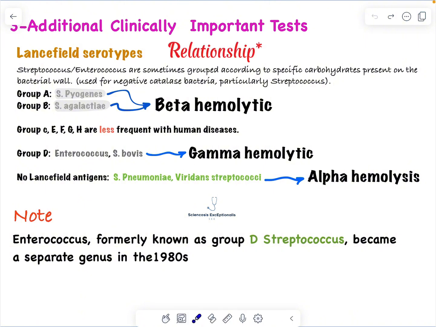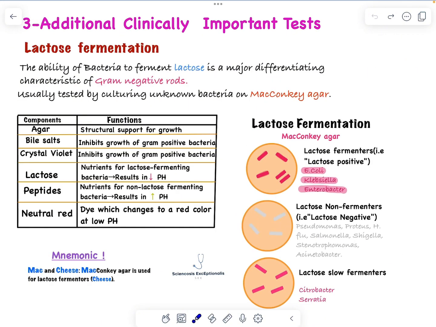What is the difference between Lancefield serotypes and hemolysis test? Actually, group A and group B equal beta hemolytic bacteria, group D equals gamma hemolytic bacteria, and the non-Lancefield bacteria equal alpha hemolysis. And here we have the note that we have mentioned before, that the Enterococcus, which were formerly known as group D Streptococcus, became a separate genus in the 1980s.